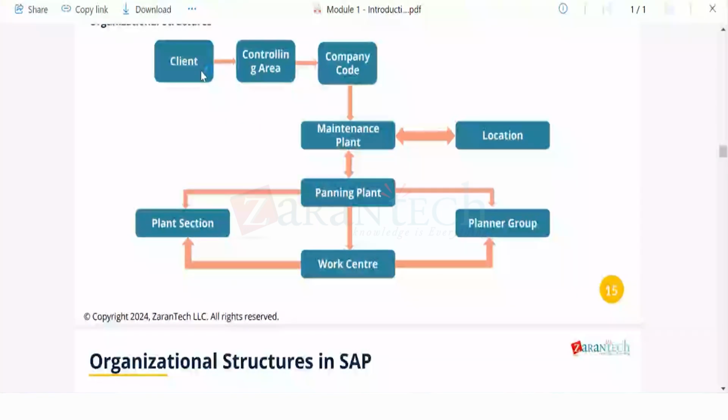The data flows from this way to this way and this way to this way. Until you have created a maintenance planning plant, only then can the planning plant be assigned. Locations can be assigned. Plant section and planner group can be assigned only after the planning plant, and later on the work center is created, based on all this data. So this is a kind of building block before we move on to our processes. This will not come at a later stage, but yes, this organizational structure is important.